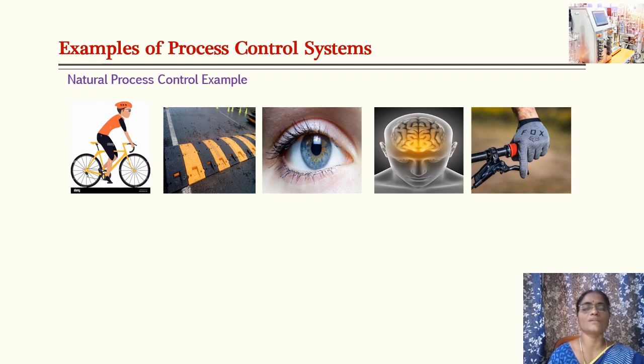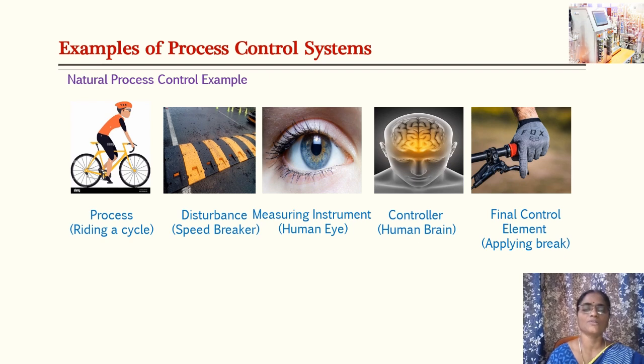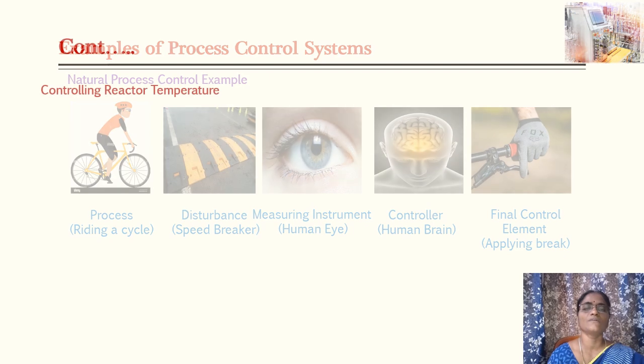So this is the actual phenomenon, and it happens every day. It is an example of a natural control system. Here, riding a cycle or bike is the process. Seeing a speed breaker in the opposite direction is nothing but a disturbance. The measuring element is the human eye. The human eye measures the speed breaker and gives a signal to the human brain. Actually, the best natural controller is our human brain. The final control element is our hand that applies the brake. This is how a control system also works.